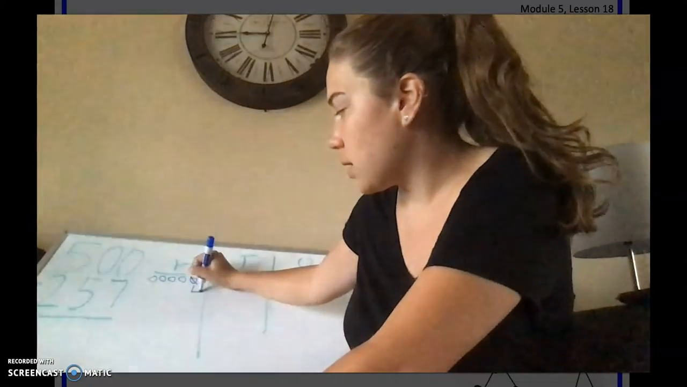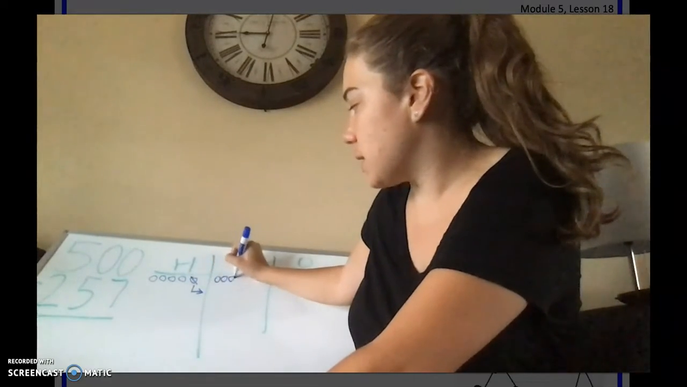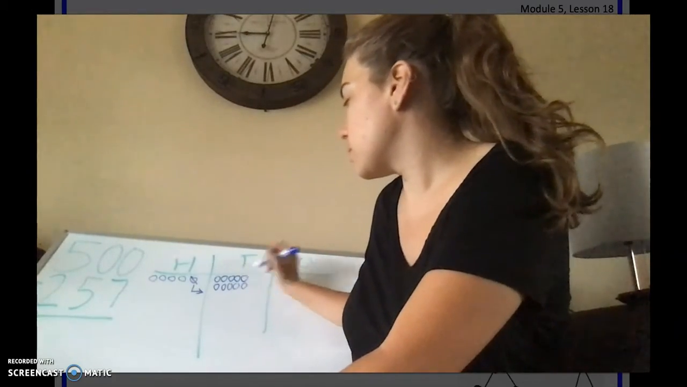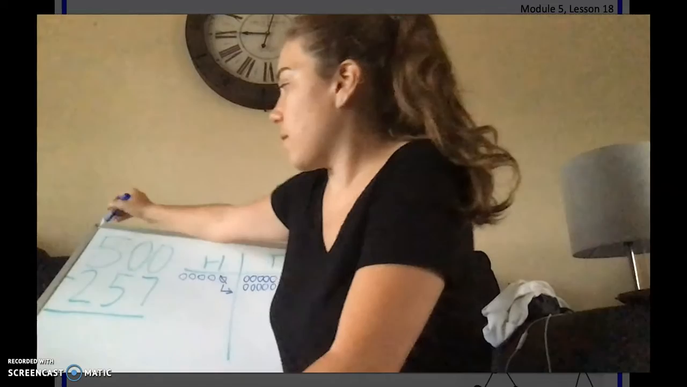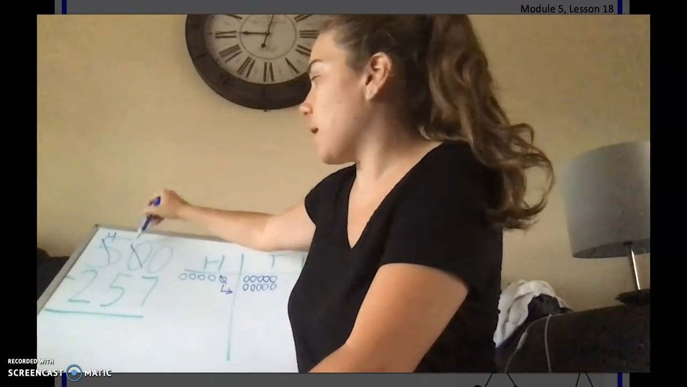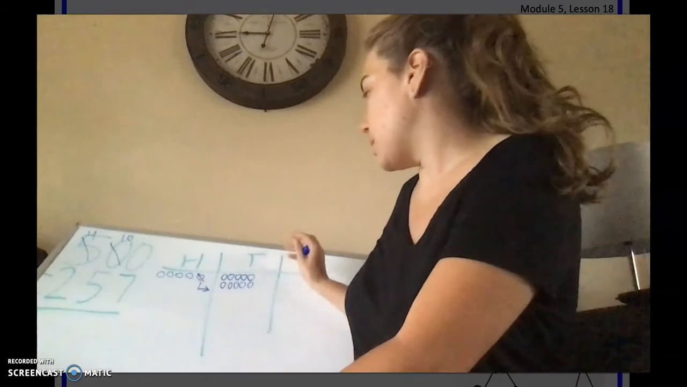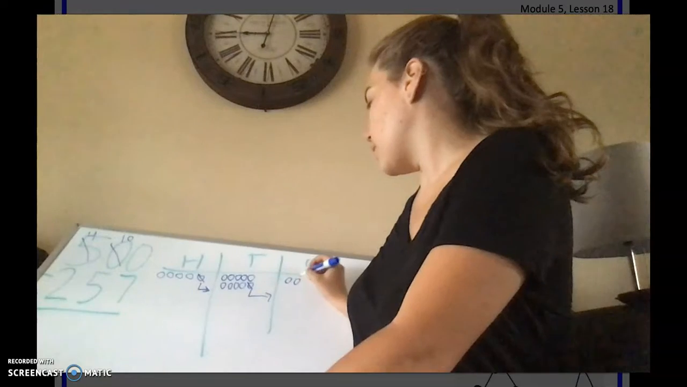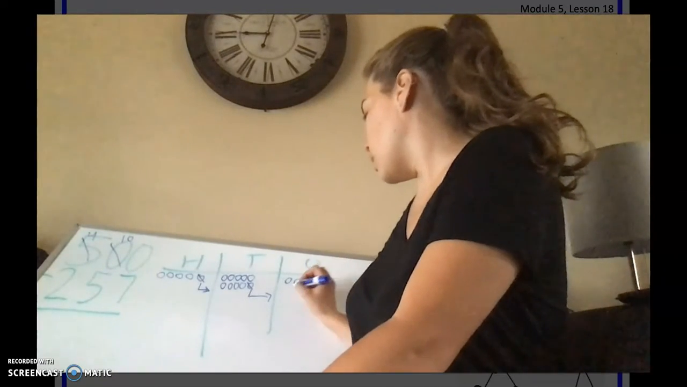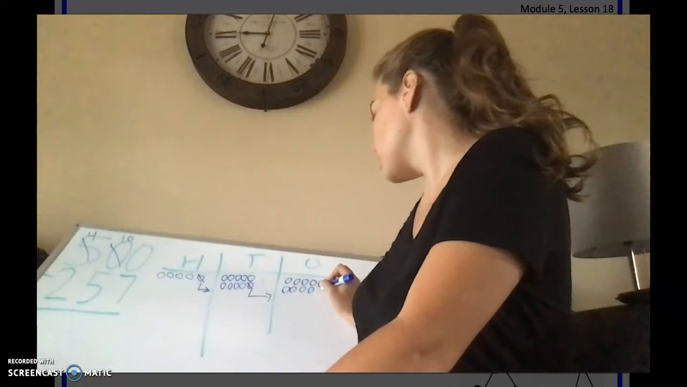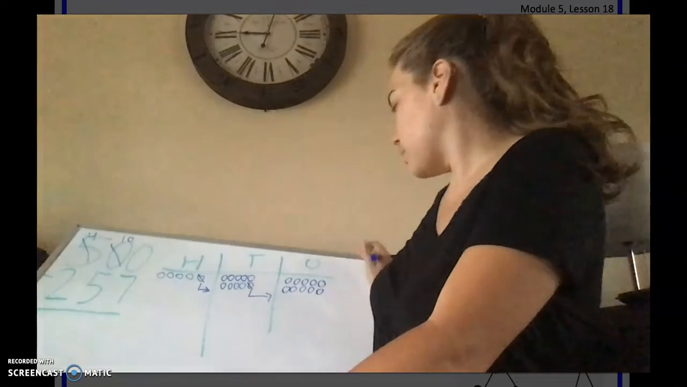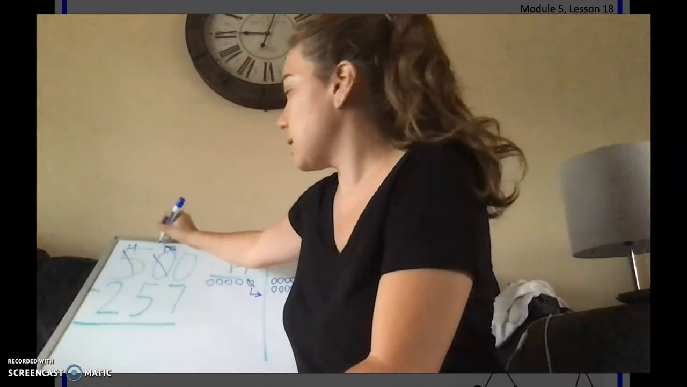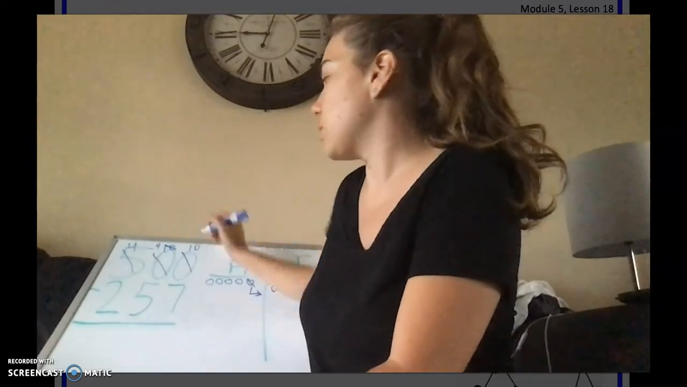So we're going to take this 100, and we're going to trade it in for 10 tens. So now there are only 4 hundreds, and there are 10 tens. But we still need to get to the ones, so now we're going to borrow a 10. We're going to trade that in for 10 ones. I added 1 too many there. So now there are only 9 tens and there are 10 ones.